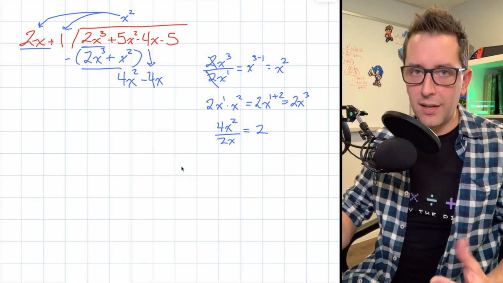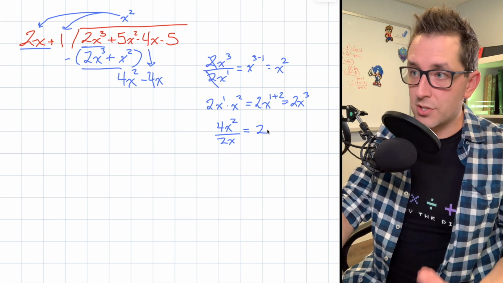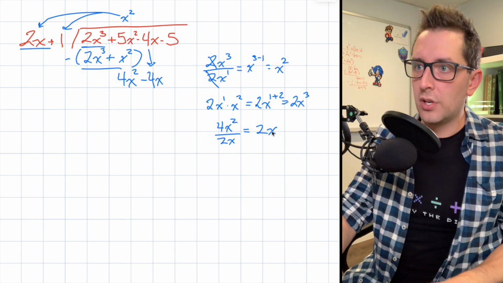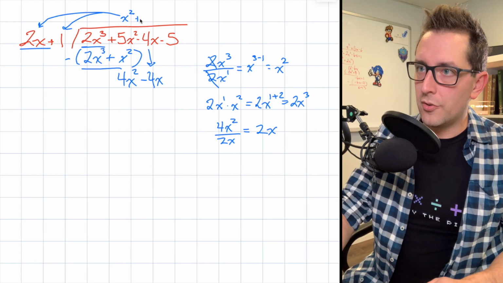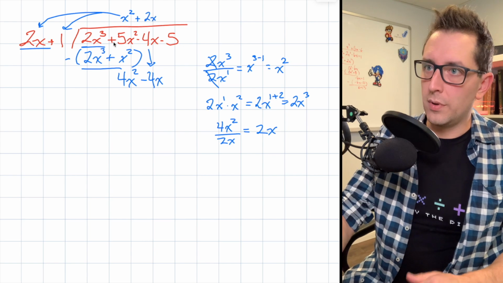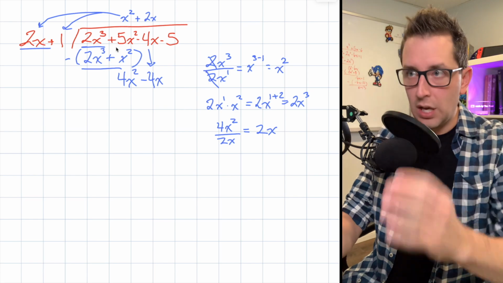And I'm hoping you're getting the hang of this dividing powers with the same base thing. But x squared divided by x, that's just going to be x, right? So I'm going to end up with 2x. Now that 2x, I'm going to go back up into my quotient, and I'm going to put it directly above the x term in my dividend. So above that negative 4x. You can see that I'm keeping my powers lined up with one another.